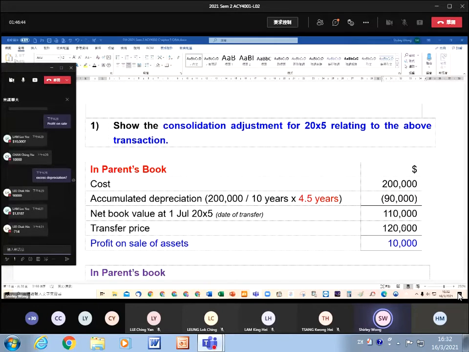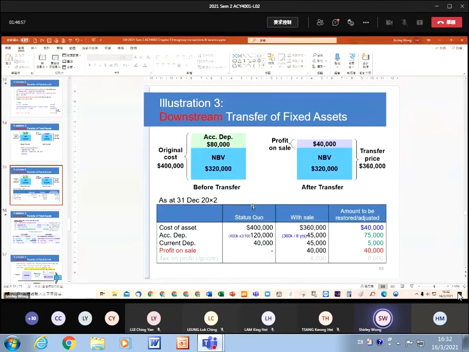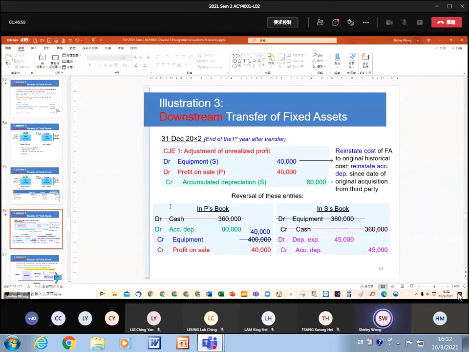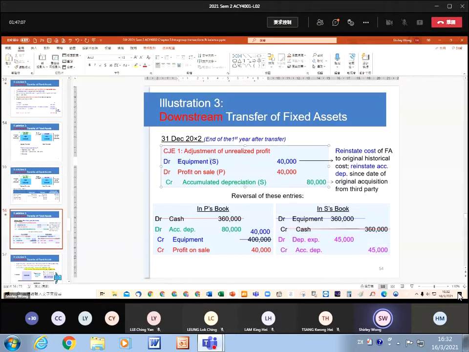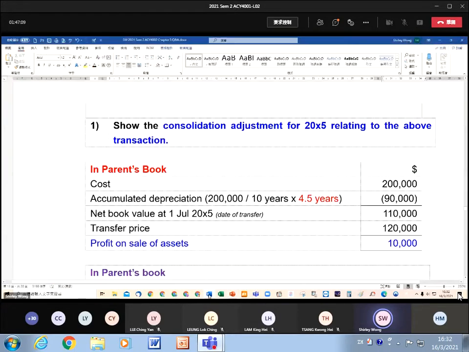Compare with the transfer price, the profit on sales is 10,000, right? So you get this correct, 10,000 in the transfer of the fixed asset. Next, you need to think about how to reverse the entry. So let me teach you how to reverse the entry. You need to think about the original, and then you find out the net difference, and then you prepare on that. So let me show you.